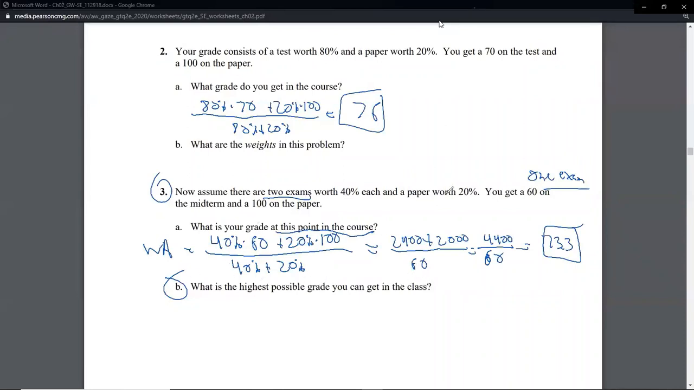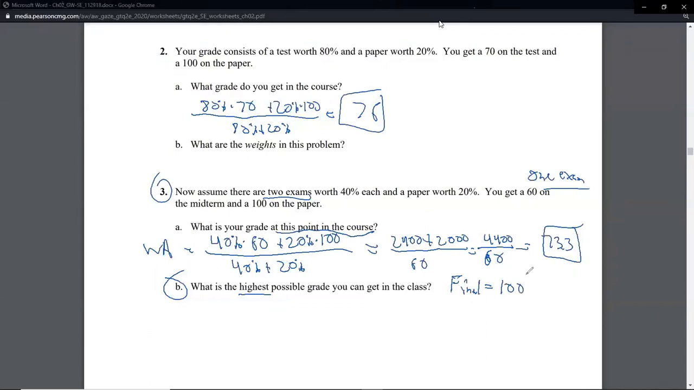So what we're saying is for part B, all the stuff in part A is still in effect. We still have the 60 on the midterm. We still have 100 on the paper. But now we got to say, based on whatever grade on the final exam, what's the highest grade we can get? Well, if you want this to be as high as possible, and this is drastically different from that example you saw in my notes earlier, what do you want to earn on the final? You need to assume on the final that you get 100. That would earn you the highest possible grade.